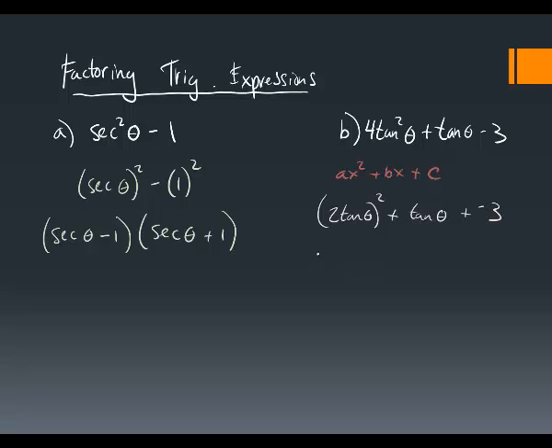Now once we do that, we can see that this factors nicely. It's 4 tangent theta minus 3 times tangent theta plus 1. So we're not really doing that much different. It's the same thing as two numbers that multiply together to be 12 and add together to be the other value. I'm going to move on. So let's try another one.